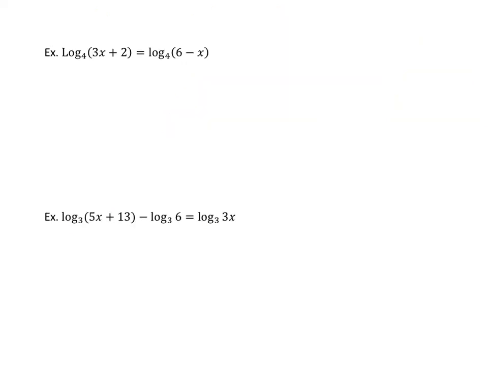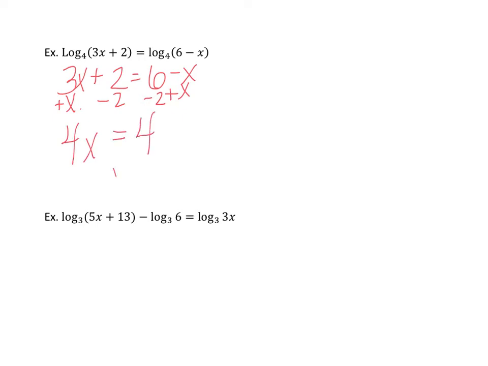Okay, some one-to-one stuff. If I'm taking the log base 4 of something and equaling it to the log base 4 of something, these somethings have to be exactly the same. So it's just solving 3x plus 2 equals 6 minus x. Add my x, subtract my 2. Oops, that wasn't a 4, that was supposed to be an x. So I've got 4x equals 4, so x must be 1.